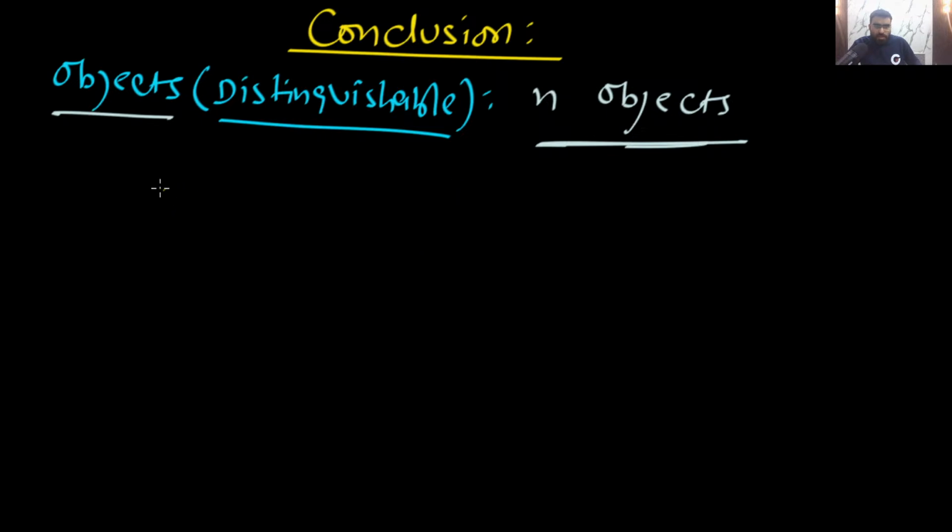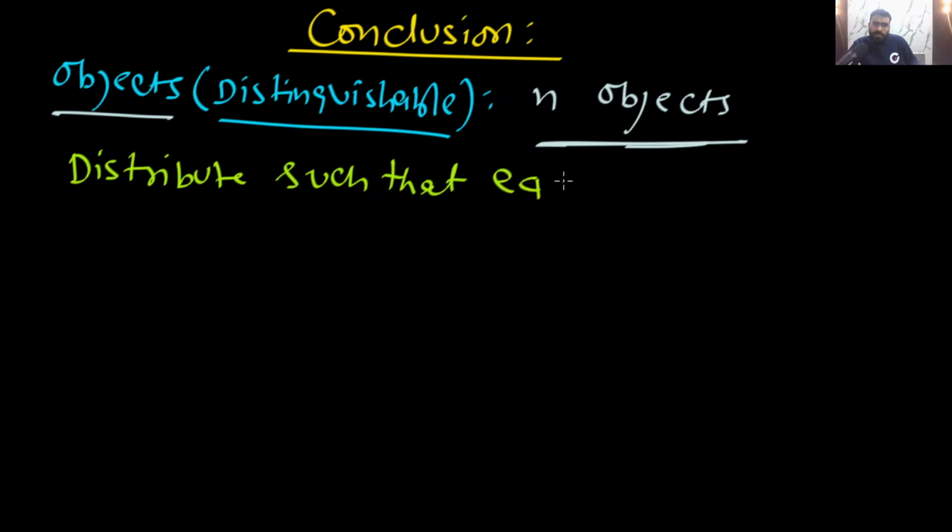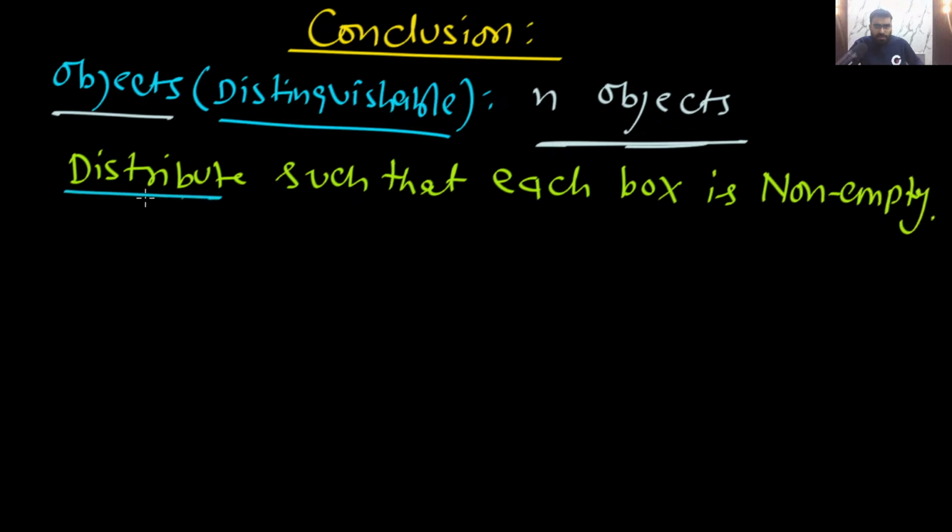There are two situations, but before that, non-empty distribution. We distribute such that each box is non-empty. Is this clear? What we are going to do is distribute such that each box must be non-empty.